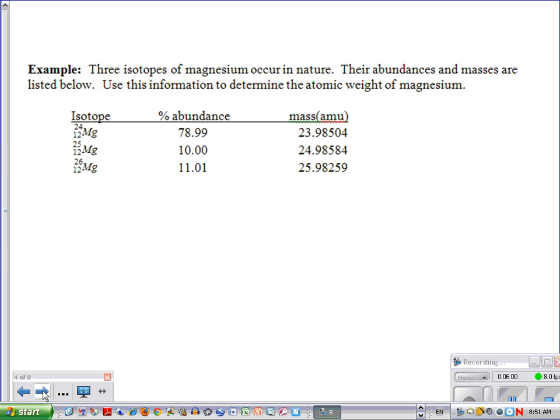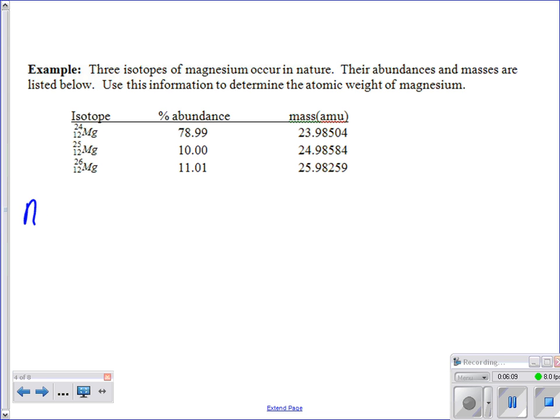I think lots of times it's given to you in sentence form and not so much in a chart. But I'm going to write this out for you guys. So if we are going through and calculating atomic weight, because what this says, it tells us that we have 3 isotopes of magnesium that occur in nature, and their abundances and masses are listed below. These percent abundances have been determined experimentally. From what we know here on Earth, we know what the percent abundance of these things are. So what we want to do is determine the atomic weight of magnesium.